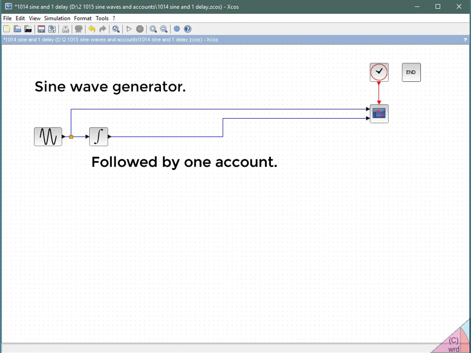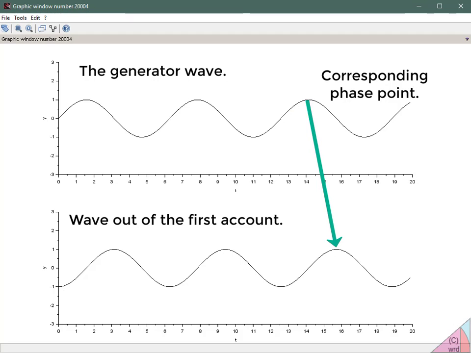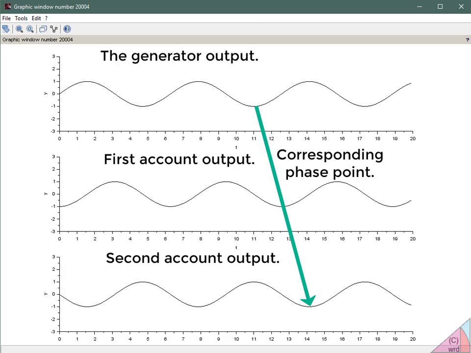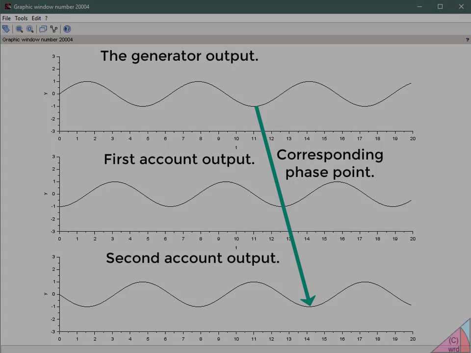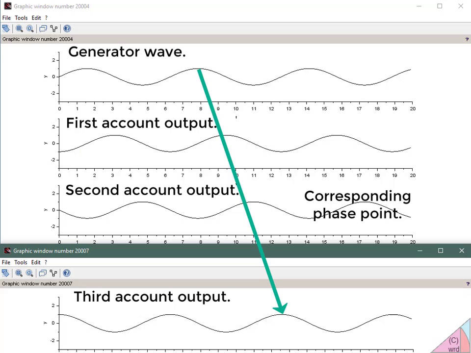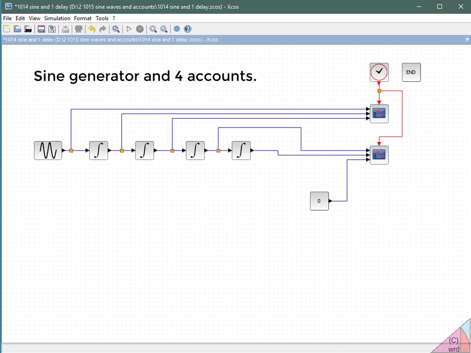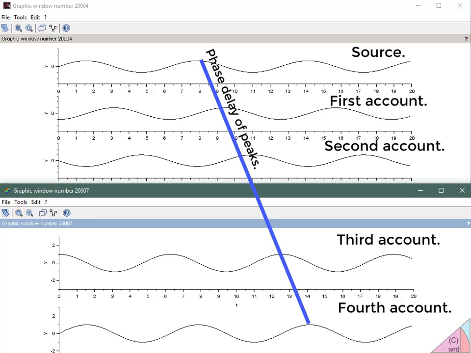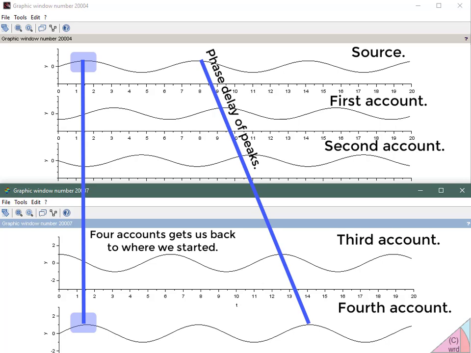We first run real sine wave into one account. We get our quarter cycle of delay. We can call this 90 degrees or pi over 2. Now we run two accounts and get 180 degrees or pi of delay. 3 accounts gets us to 270 degrees or 3 pi over 2 of delay. 4 accounts. We are now back in phase with the generator. We have made one full trip around the trigonometric circle.